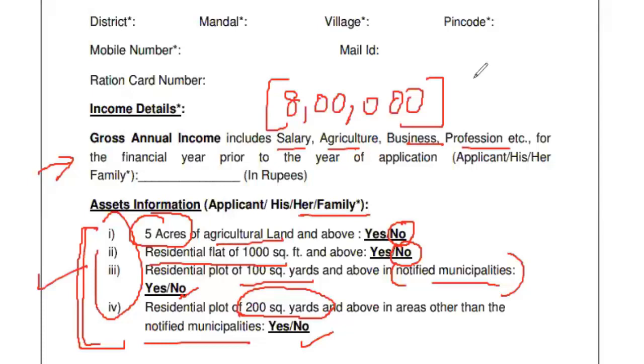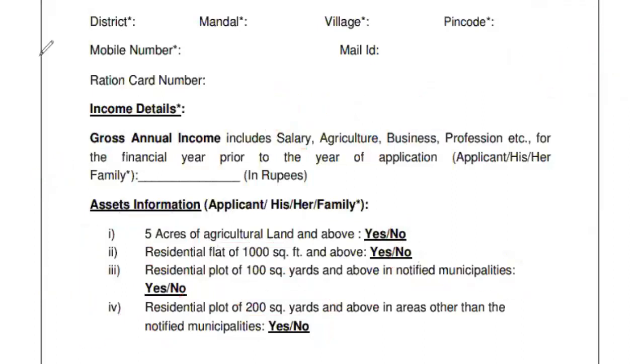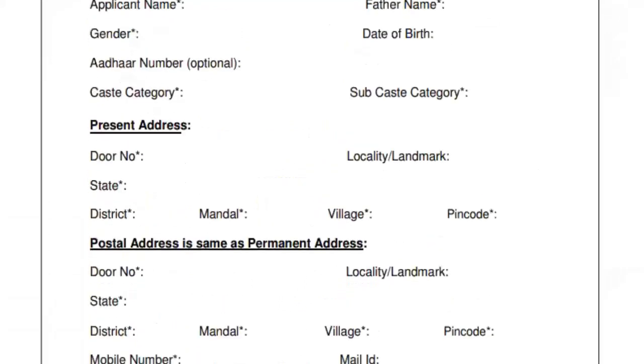Now, the second thing is how much time it takes for the EWS certificate. Now, it says that when you fill the form and you have submitted it with all the necessary documents and the affidavit, 21 days it takes at the max for the authorized competent authority to issue the certificate. So the form has all these details. You can fill the form both online and offline. So there is no restriction on the format. If you fill it offline, then this is the kind of form that you will get from the respected authority.